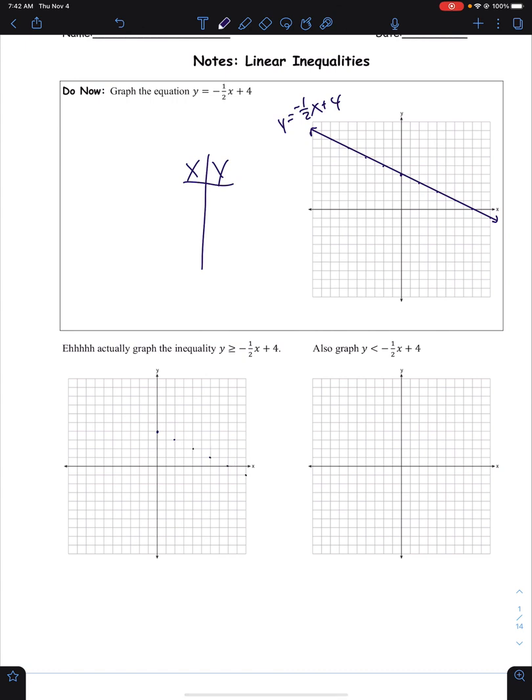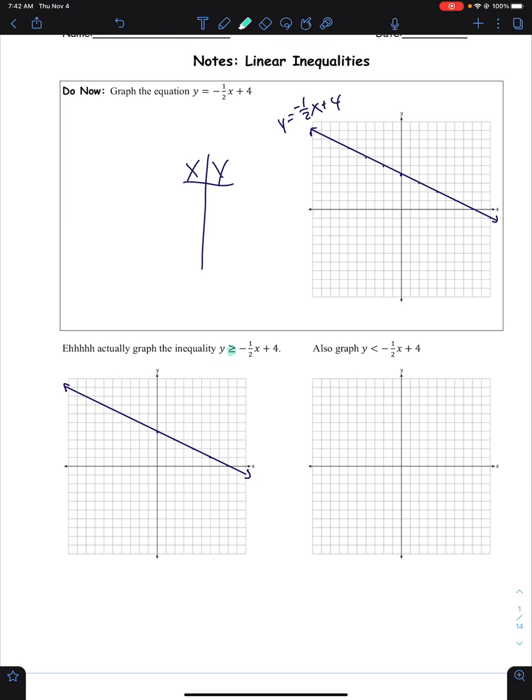Plot all those points. Make sure it goes through every single point. Arrows on the end. And this is the main difference. It's greater than. It's an inequality. So if you remember from last year, we have to shade.